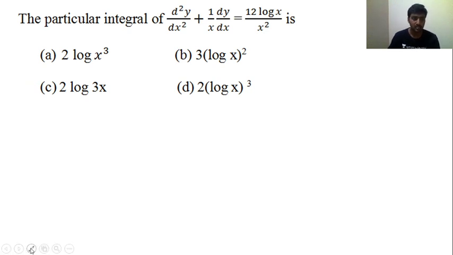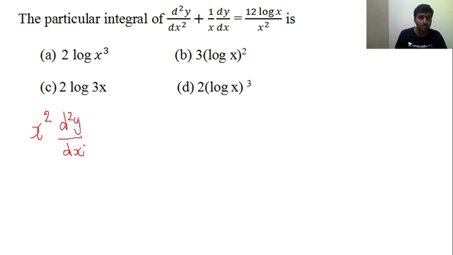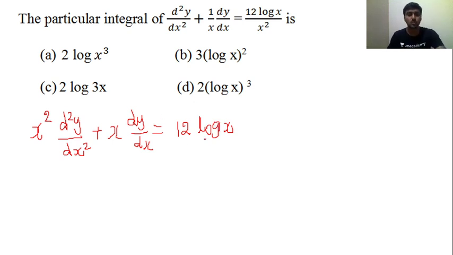Now, coming to the Euler-Cauchy equation, we will derive it. First, take this x square to the left side. So x square into d square y divided by dx square plus x square into 1 divided by x into dy divided by dx, which is x into dy divided by dx, is equal to 12 into log x. What substitution are we going to make in the equation?